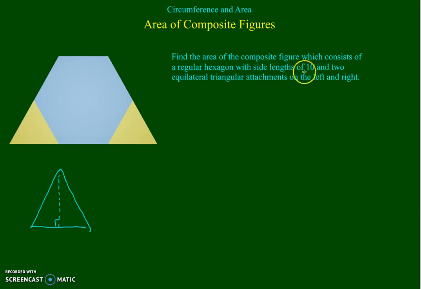It says we have a hexagon with side lengths of 10. So this side length is 10. Therefore, this has to be 5, as we've talked about in the past. And we're looking for our apothem. Well, the idea here again, this is a hexagon. So we know that our central angle here is going to be 360 divided by 6, which is 60. And if the whole angle is 60, this angle has to be 30. So we have a 30, 60, 90 triangle.